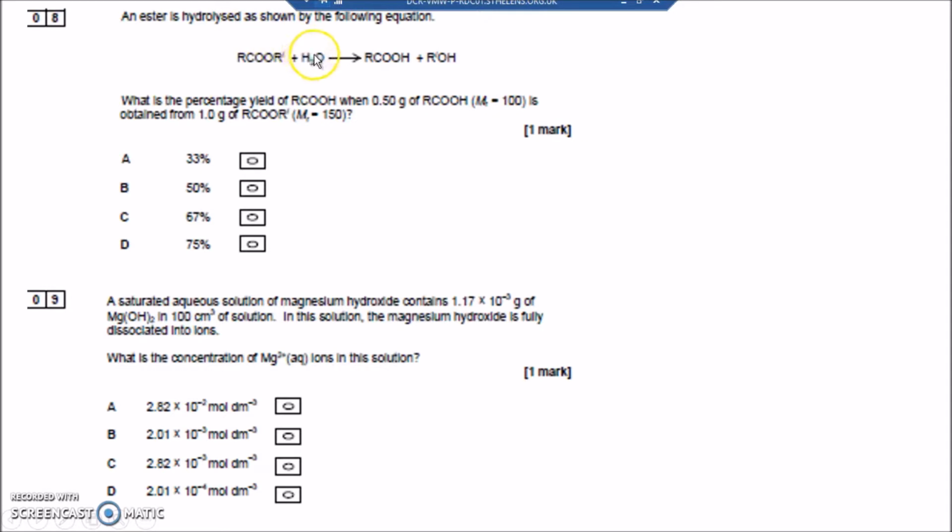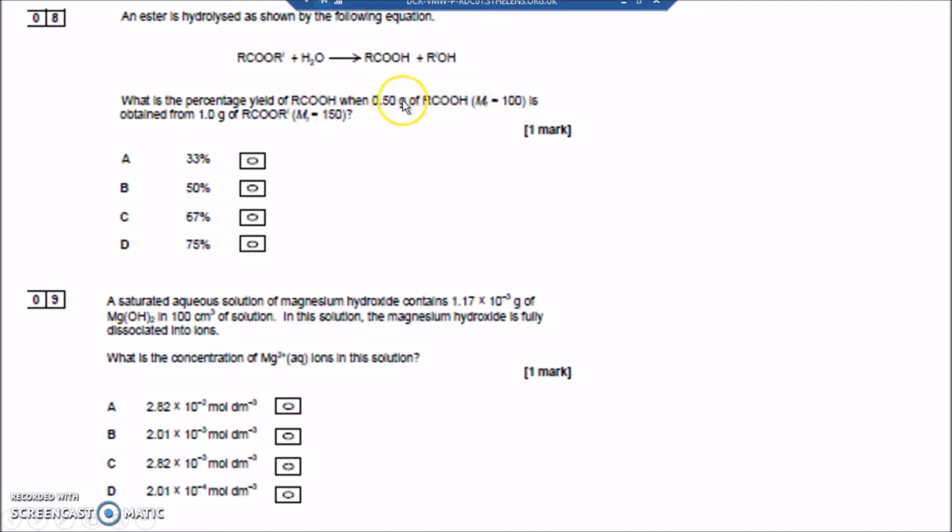Hydrolyzed means using water to break bonds, so now you're breaking up the ester to make the carboxylic acid and the alcohol again. We've got some groups on there, R and R dash. I'm guessing we'll never know what they are. They could be anything. What is the percentage yield of RCOOH, so the carboxylic acid, made when 0.5 grams of RCOOH, Mr 100, is obtained from 1 gram of this RCOOR dash, this ester, Mr 150.